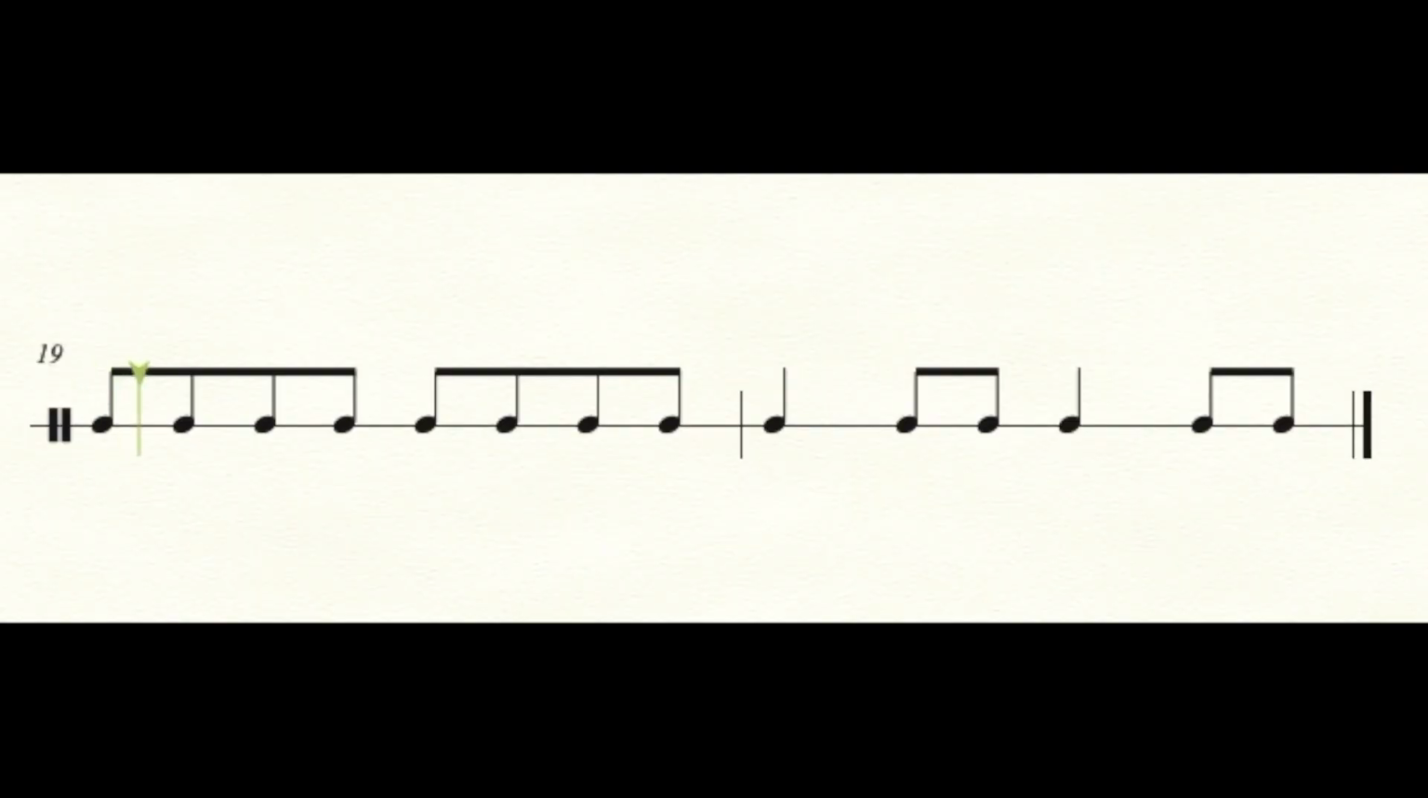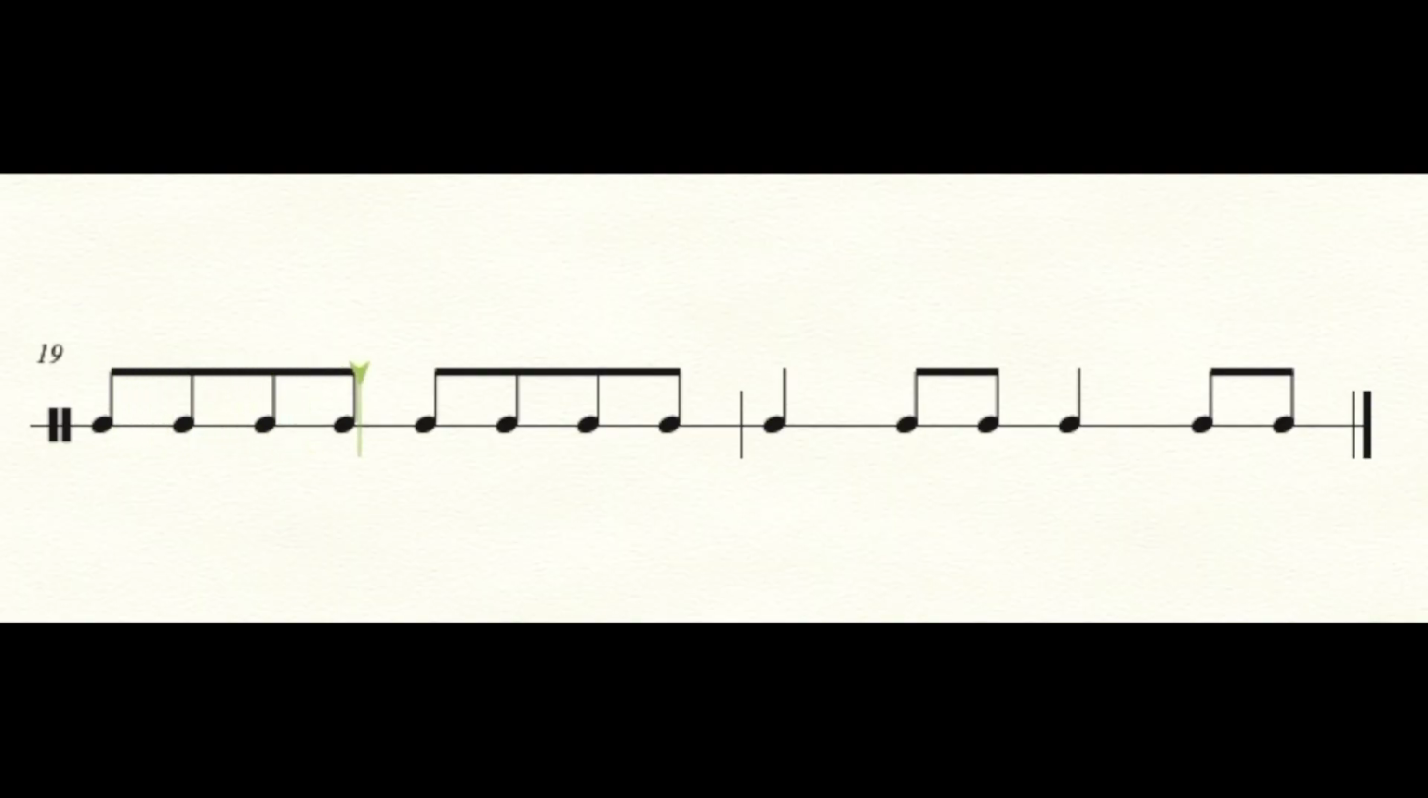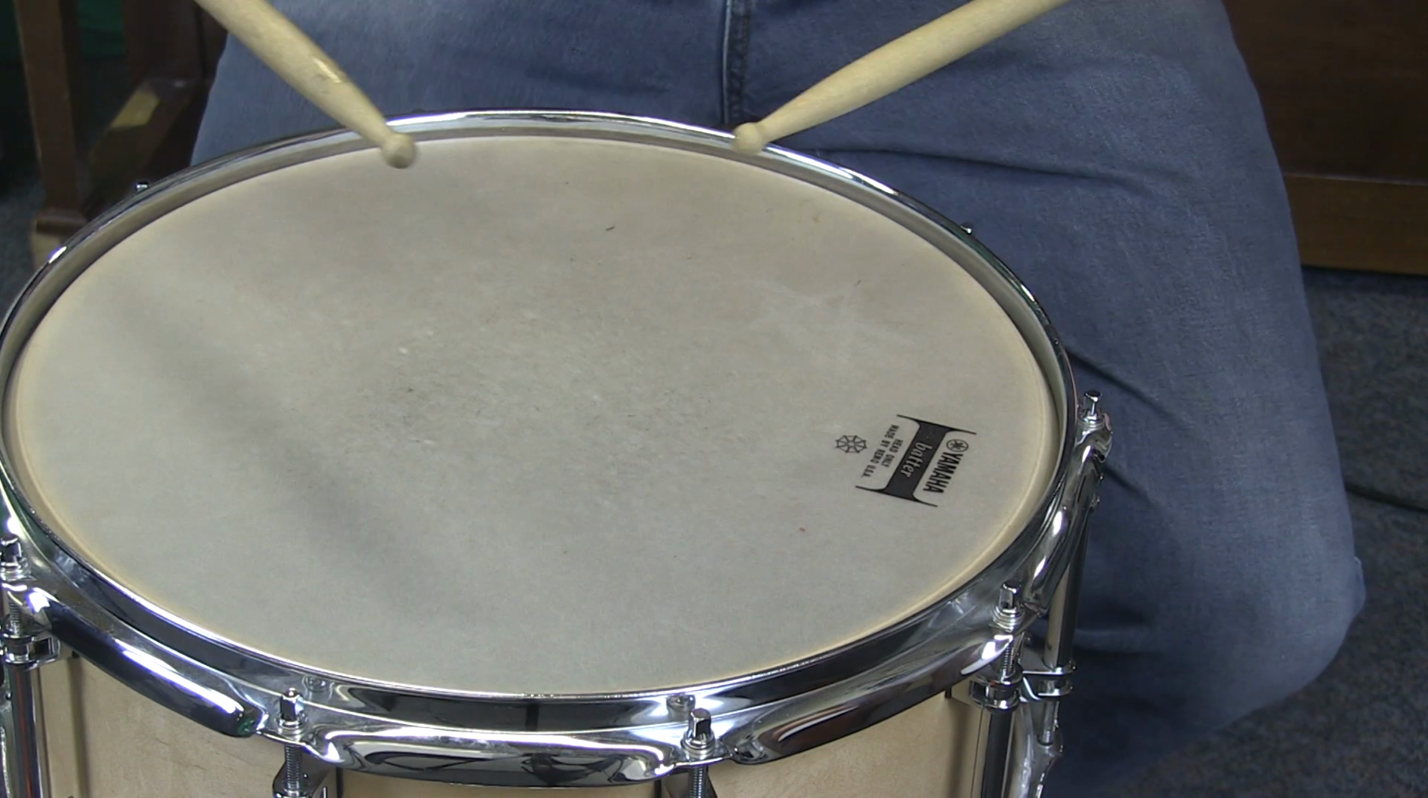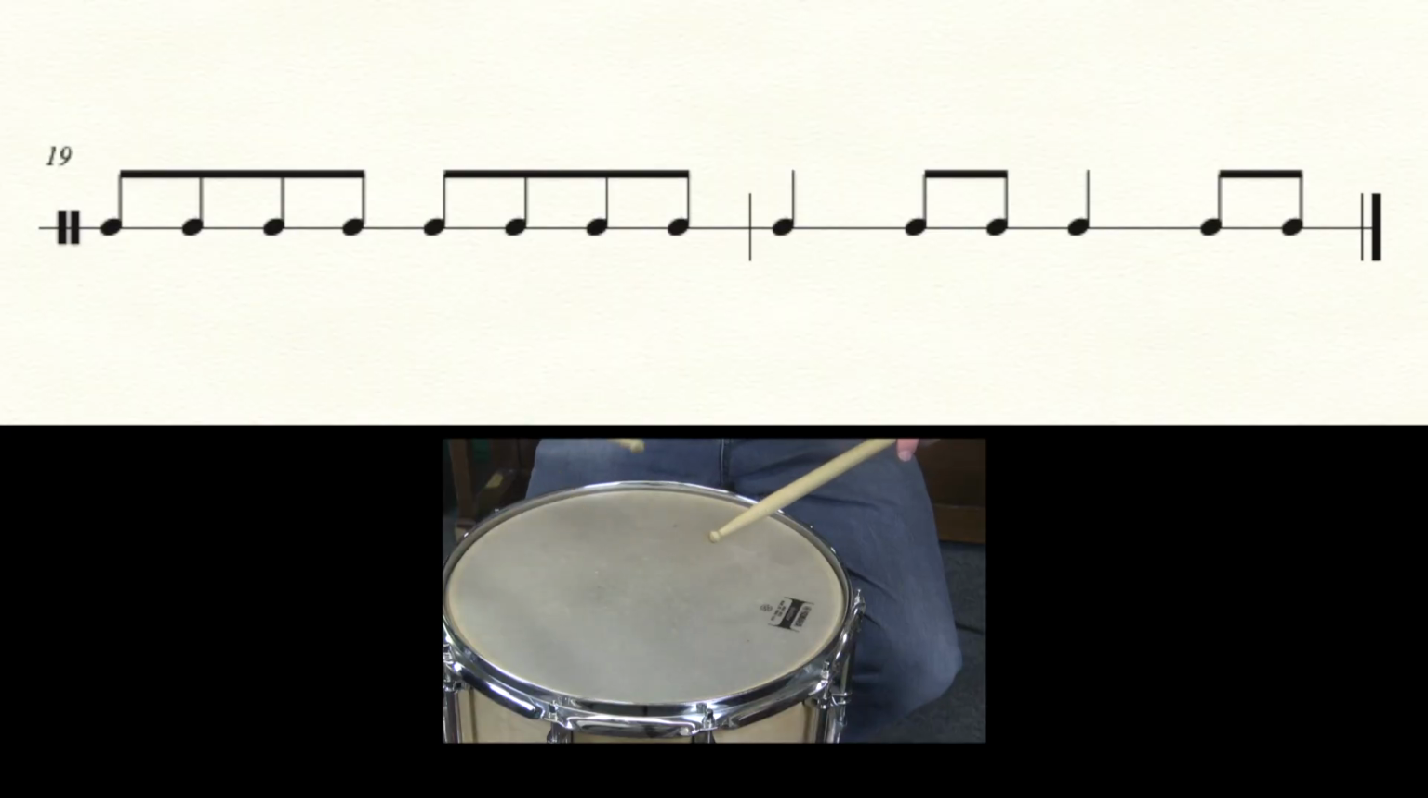Vocalized first. 1, 2, here we go. Ta ta ta ta ta ta ta ta 2, ta ta 2, ta ta. Counting. 1, 2, here we go. 1 and 2 and 3 and 4 and 1, 2 and 3, 4 and. 1, 2, here I go.